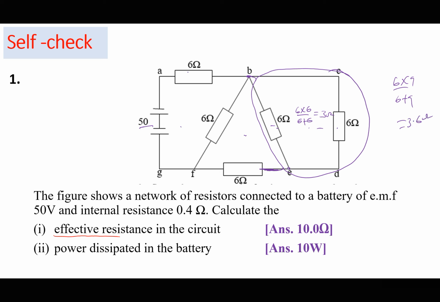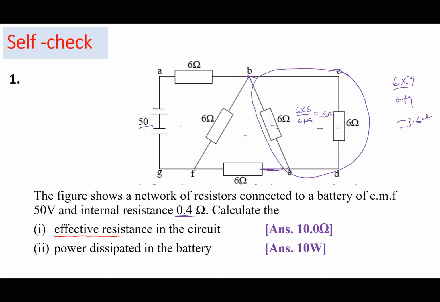3.6 is in series with the 6. So I'll just say plus 6, which gives me 9.6. But then there was an internal resistance of 0.4. So I just say plus 0.4, which gives me 10. So when you become an expert, you can combine that very easily.